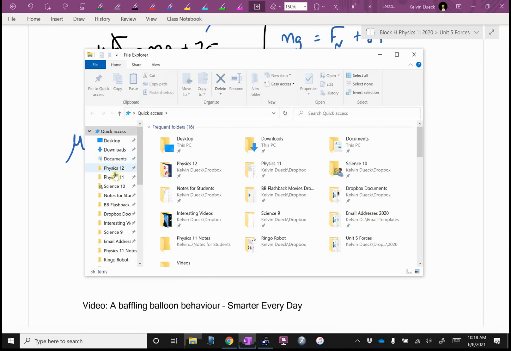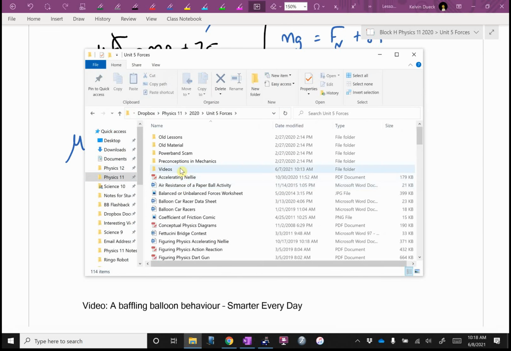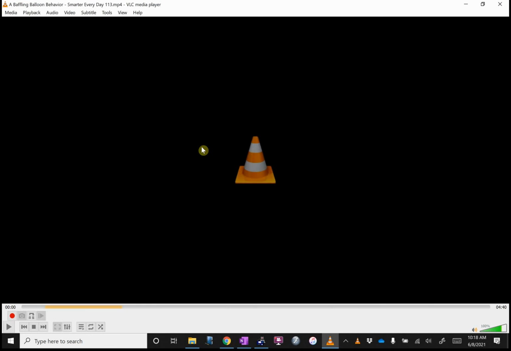Is it a weird balloon? Put your pencils down, look up. It's a weird balloon, isn't it? Not a weird balloon, but you have to find out. I think it's a baffling balloon. You're a baffling balloon. Oh, it's a baffling balloon.